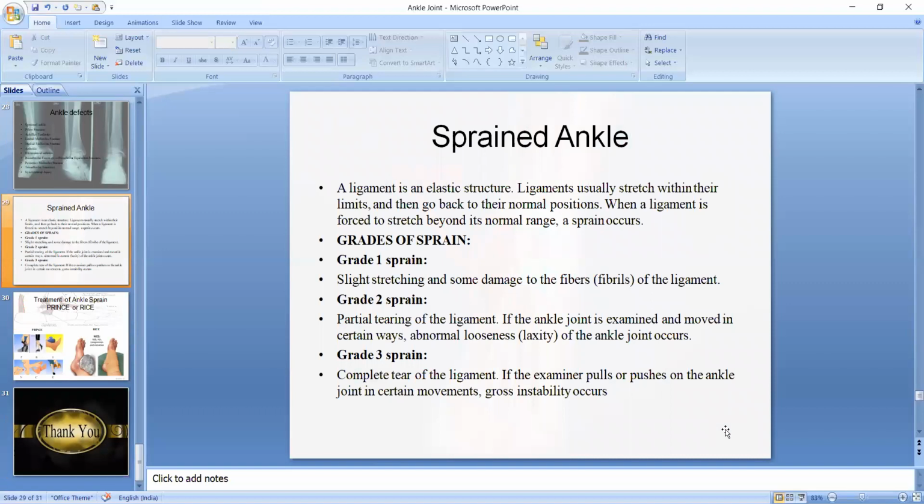Sprained ankle: a ligament is an elastic structure. Ligaments usually stretch within their limit and then go back to their normal position. When a ligament is forced to stretch beyond its normal length, a sprain occurs. Grades of sprain: grade 1, slight stretching and some damage to the fibers of the ligament. Grade 2, partial tearing of the ligament; if the ankle joint is examined and moved in a certain way, abnormal looseness of the ankle joint occurs. Grade 3, complete tear of the ligament; if the examiner pulls or pushes on the ankle joint in certain movements, gross instability occurs.